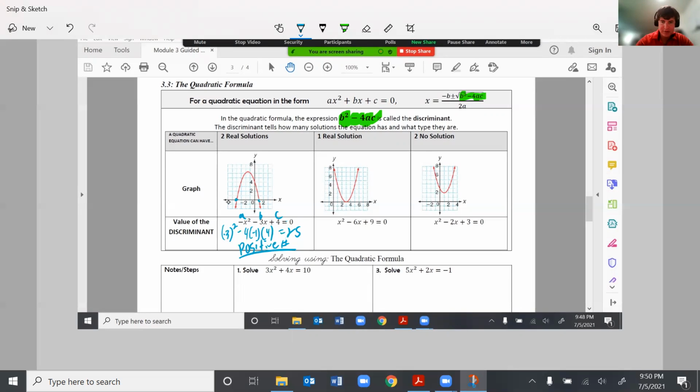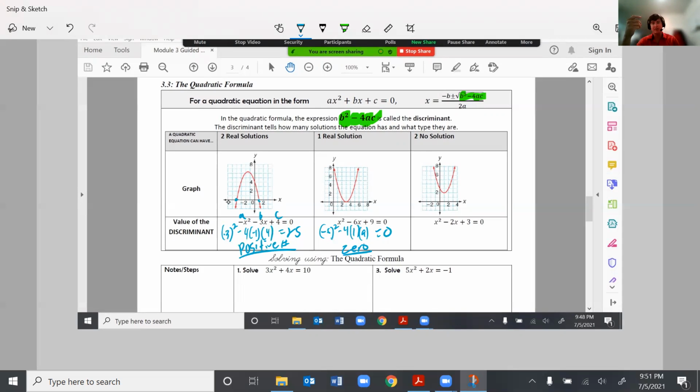For one solution, same idea. Let's do negative 6 squared minus 4 times 1 times 9. That's 36 minus 36. You get 0. So 0 means we have one solution because the square root of 0 is just 0. There's no positive 0, there's no negative 0. It's just 0.